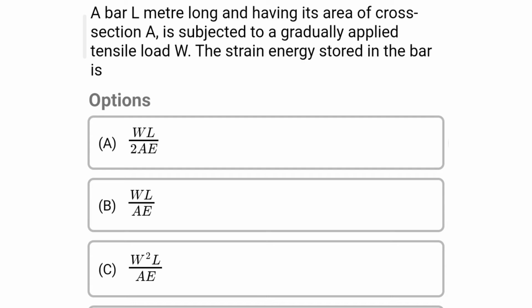So next question, a bar L meter long and having its area of cross section A is subjected to the gradually applied tensile load W.